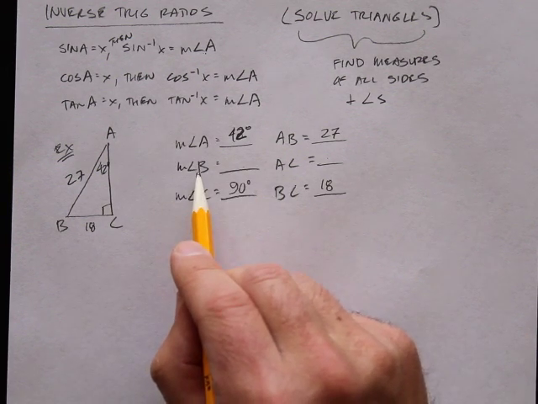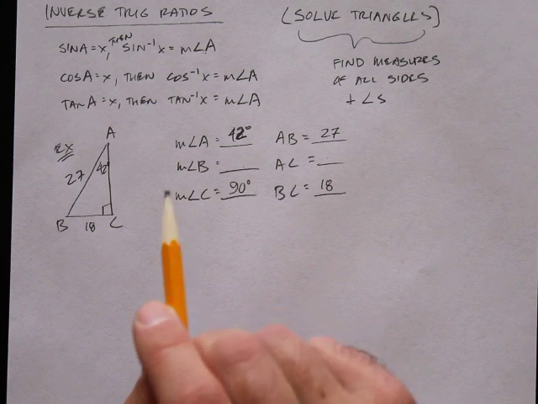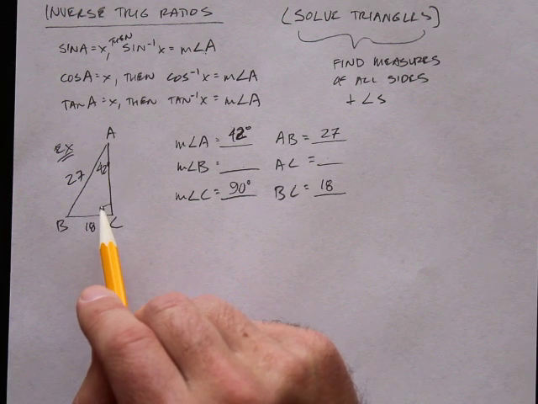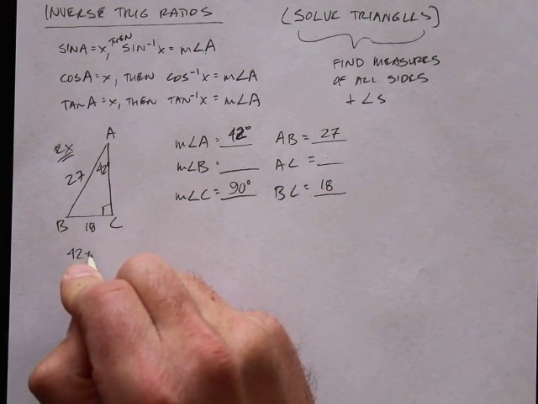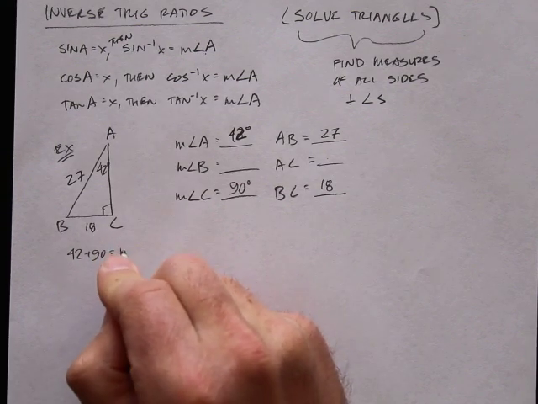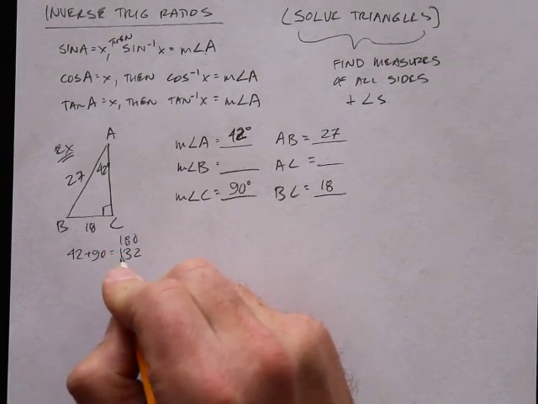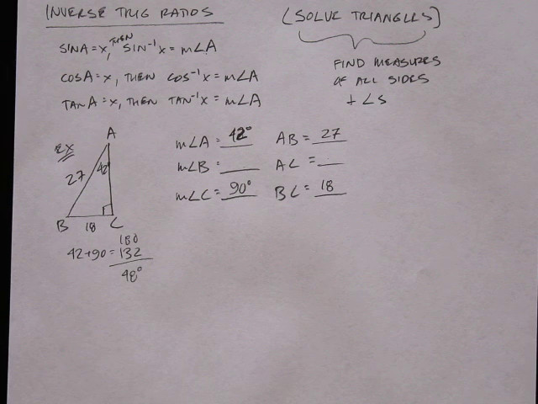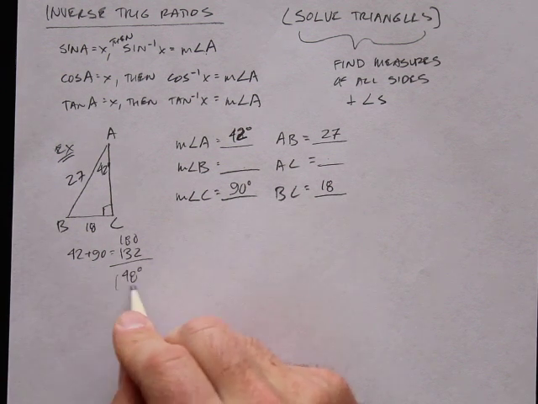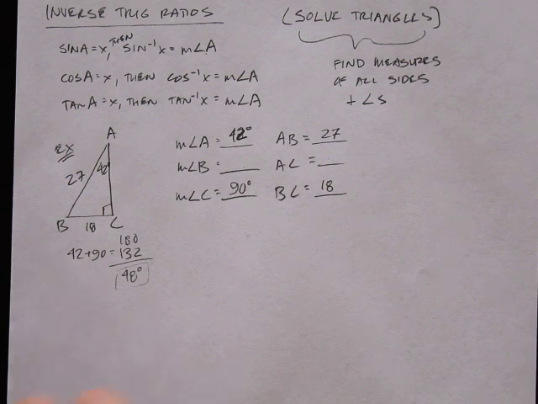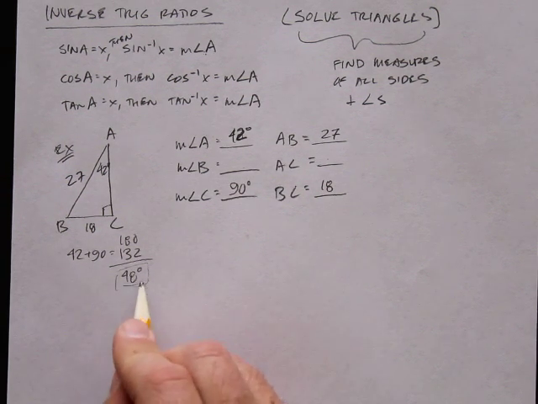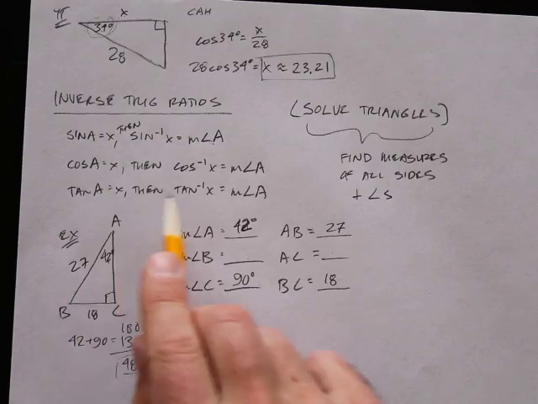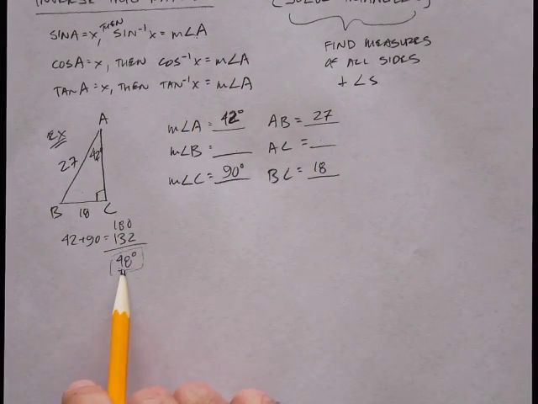No problem. Okay, measure of angle B. Now, we can find measure of angle B really easily by saying 42 plus 90 is 132. And then if we subtract that from 180, then we get 48. Now that's one way to get it, super easy. But you're not always going to have one of these angles. So we're going to use the inverse trig ratios to find this 48 degrees.